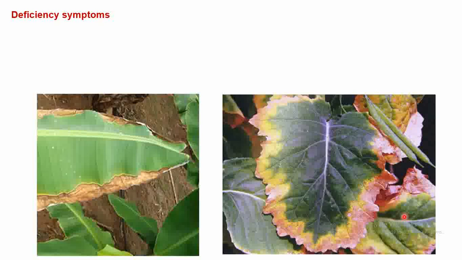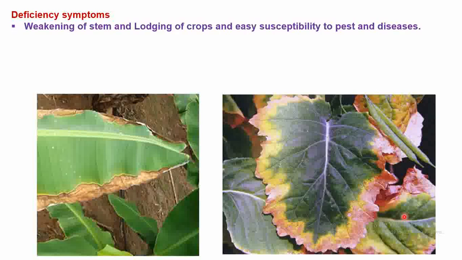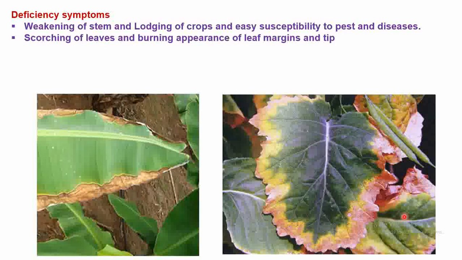What are the deficiency symptoms of potassium in plant? Weakening of the stem, lodging of crop, easily susceptible to pest and disease. Plant easily susceptible to pest and disease. Scorching of leaves and burning appearance of leaf margin and tip.